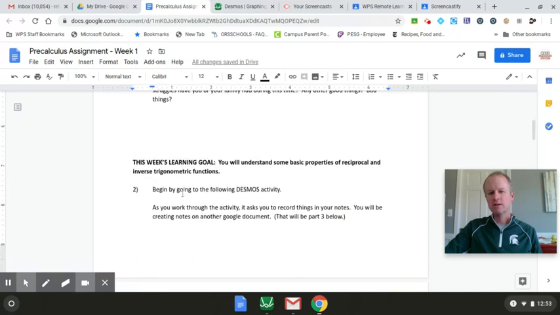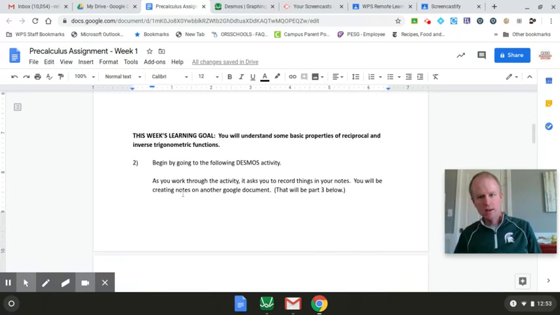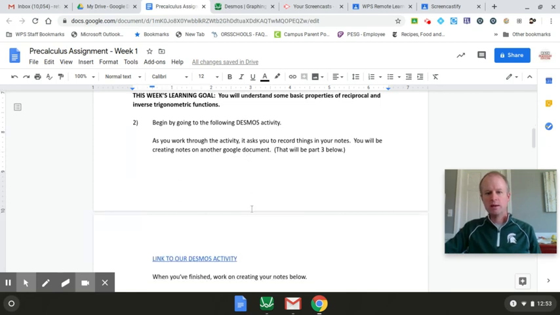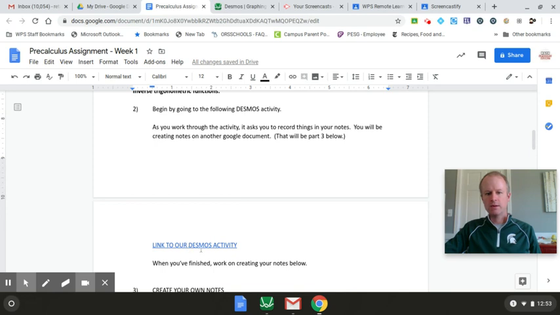The second thing you're going to do after you've answered that question is you're going to go to a Desmos activity. So I have a link right in the assignment. You're going to click on that link. The learning goal this week is understanding some basic properties of reciprocal trig functions and inverse trig functions. So things like the graph of cosecant, the graph of tan. Also, what about inverse sine or inverse cosine? What do those graphs look like? So we're going to work on that this week.